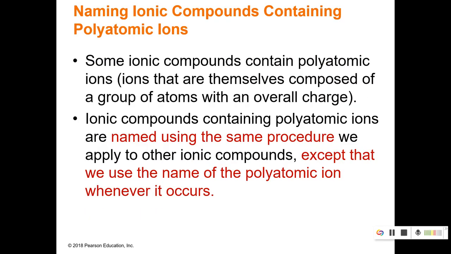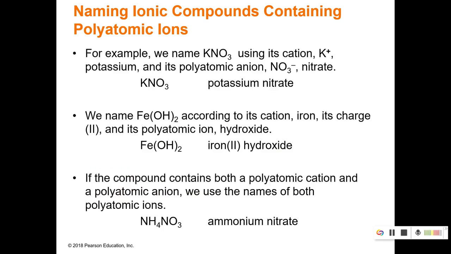Okay, now we're going to talk about naming with polyatomic ions. It is the same process. You need to identify, is it a type 1 metal? Is it a type 2 metal? Then, the polyatomics keep their name. They do not change at all.